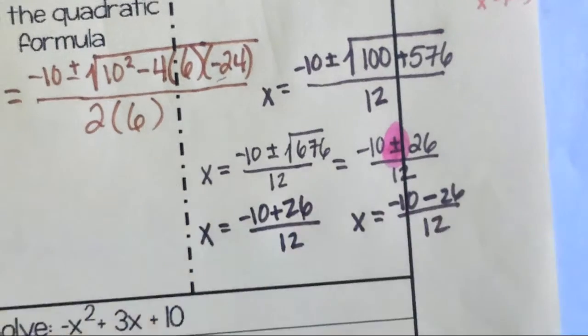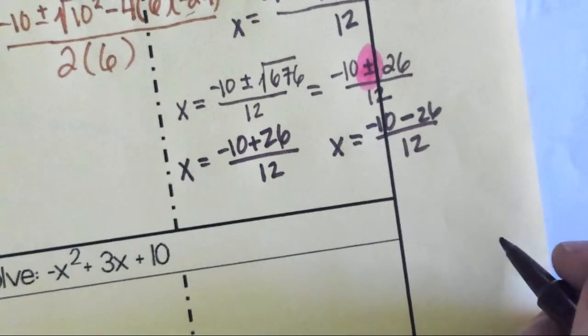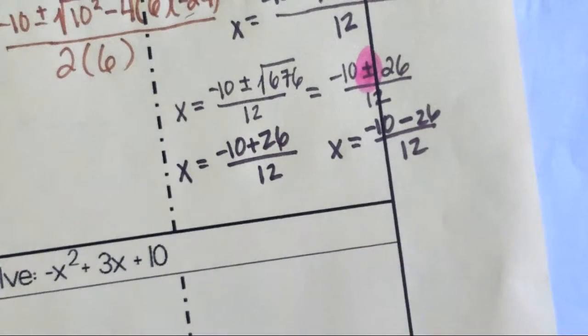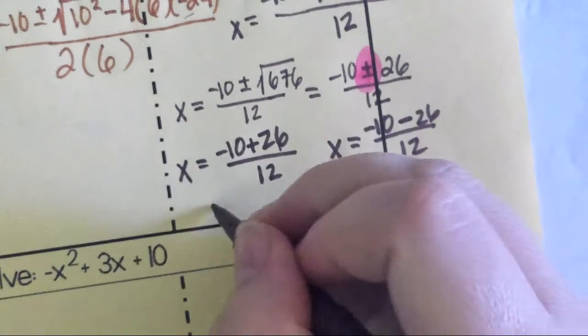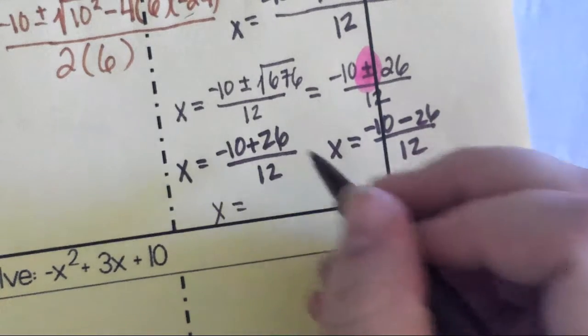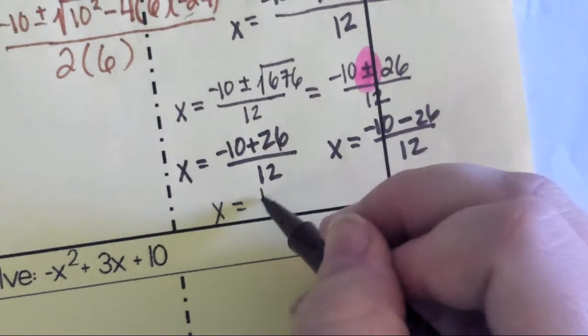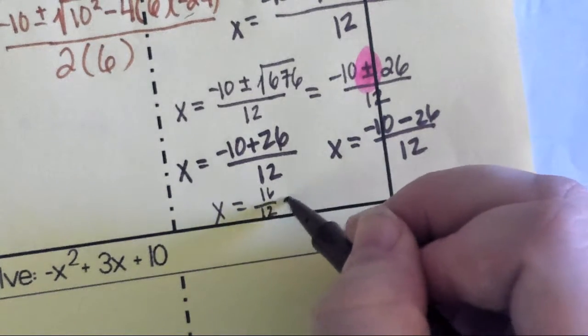So how do you deal with a plus or minus? You don't. You break it up. You do a plus. You do a minus. That's how we get two answers, because the plus minus really is standing for two different things. Okay, so we actually do this way, and we get 26 minus 10. That's 16 over 12. What does that reduce to?